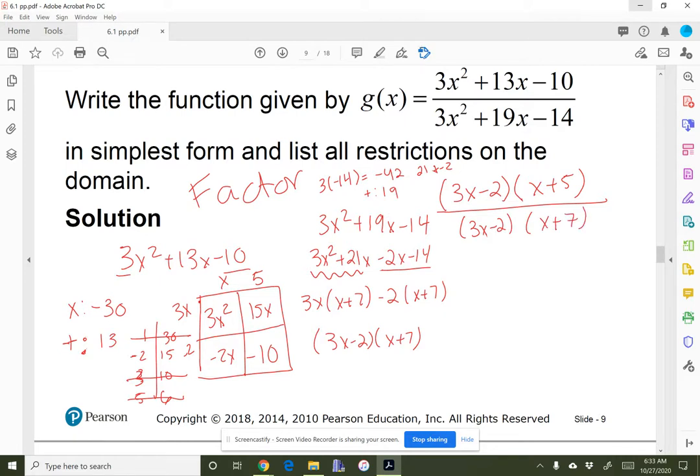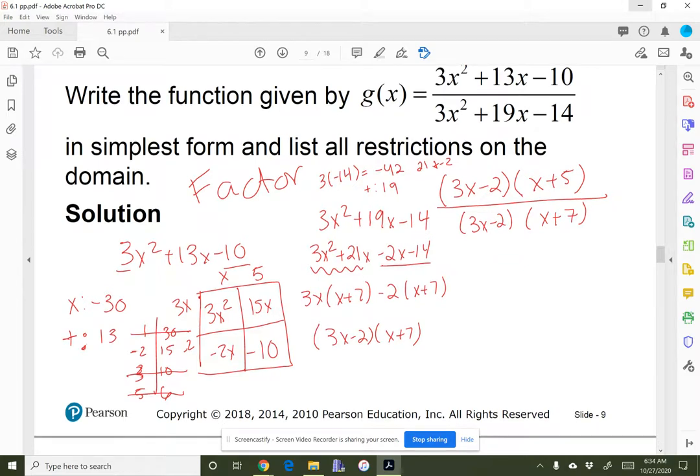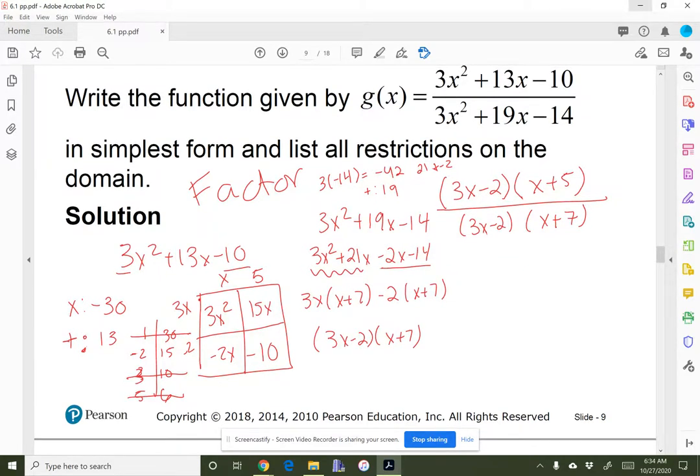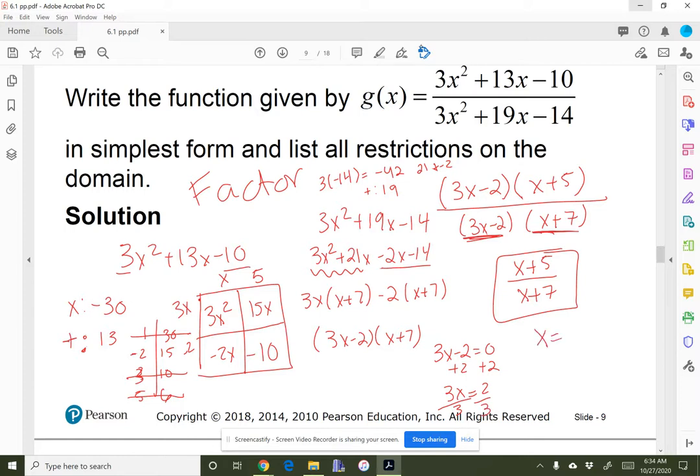Okay? The simplest form, I'm going to be able to cross these out. And so the simplest form would be x plus 5 over x plus 7. That would be my answer for simplest form. And then it says to list all the restrictions, meaning I'm going to take each of these and set them equal to 0. So I would say 3x minus 2 equals 0, and solve for x, and I get x can't equal 2/3. I do the same thing with x plus 7, and I get x can't equal negative 7.